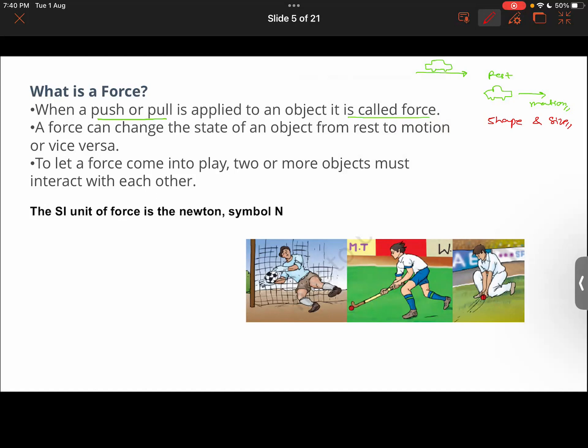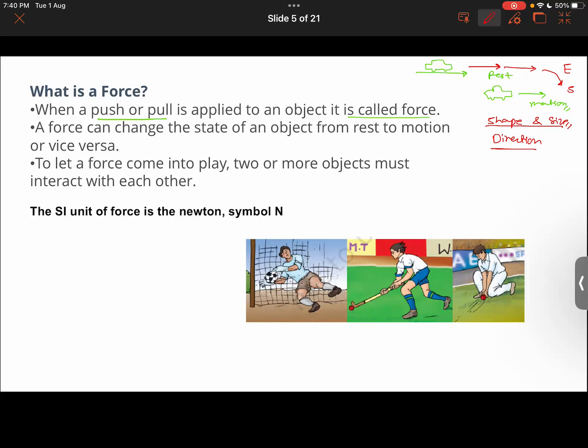Apart from this, let's say this car is running on a straight road. Now, by applying force, we can change its direction also. It was going in the east direction; by applying force, we can turn it to move in the south direction. So force can also change the direction of the object, as well as its shape and size, and its state of motion, whether it is at rest or in motion.